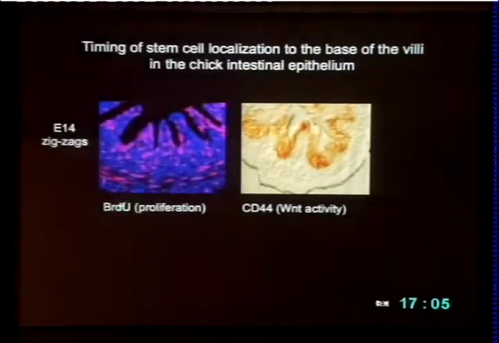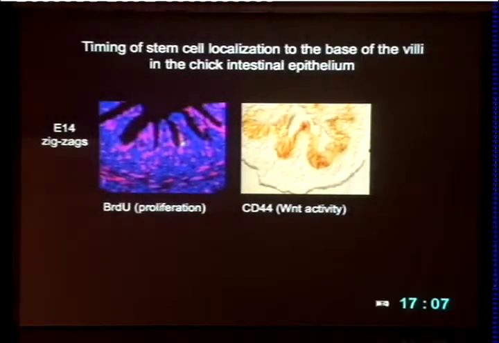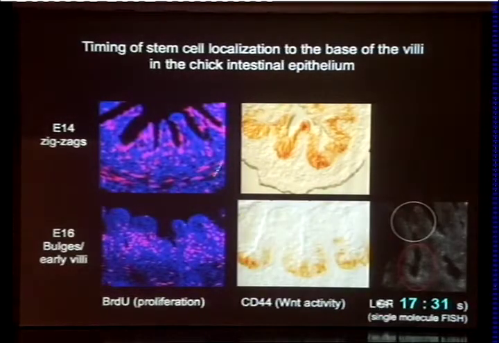If you look, even as late as the late zigzag stage, and this is just a marker for Wnt signaling, which is an important signal in the gut for maintaining the stem cells, a niche signal, you see that Wnt signaling is present throughout these previllus zigzags. And you see that proliferation is continuous throughout the epithelium of the zigzags. As soon as you start getting bulges, the situation changes.